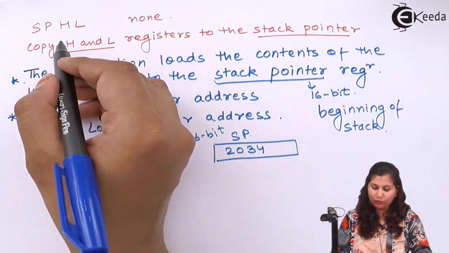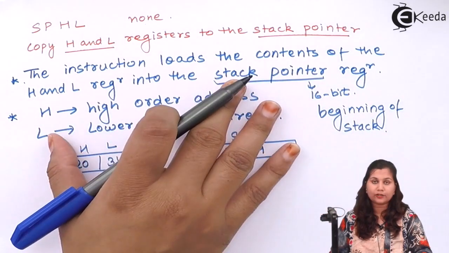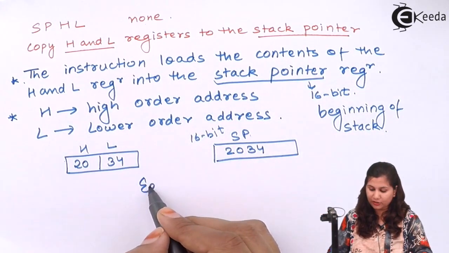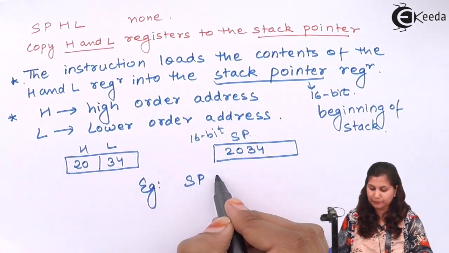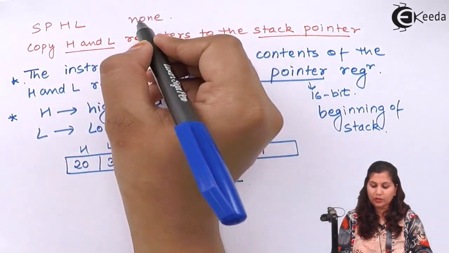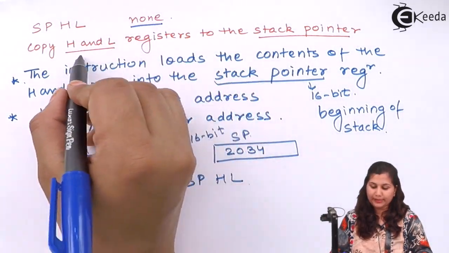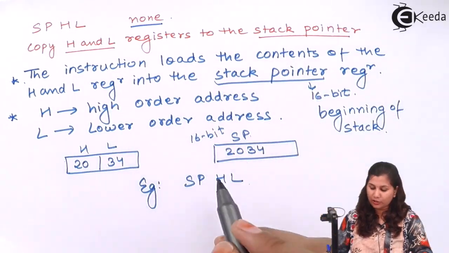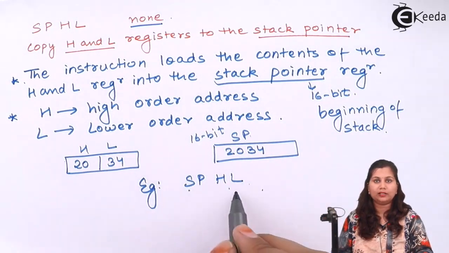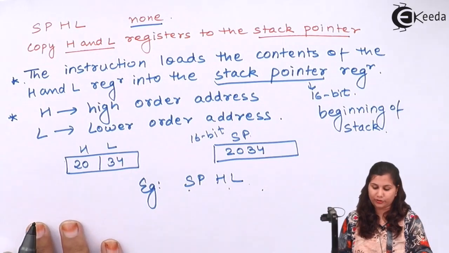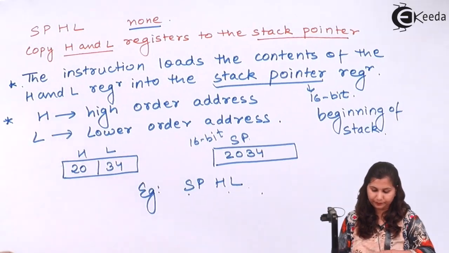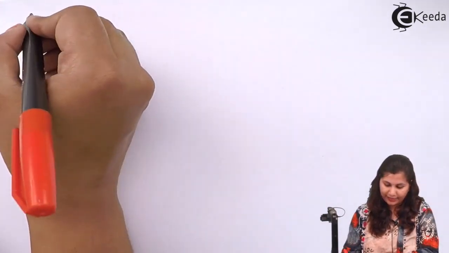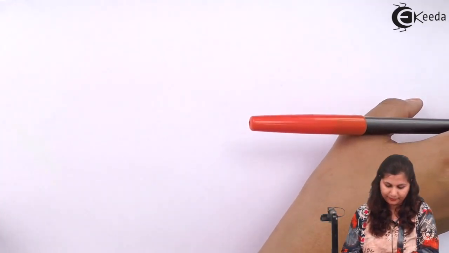So if we want to execute this instruction, then we will just write SPHL in the program, because there is no operand, the operand is specified in the instruction. So just write SPHL to execute this instruction. Next we have XTHL.